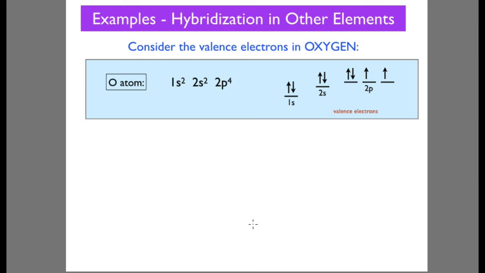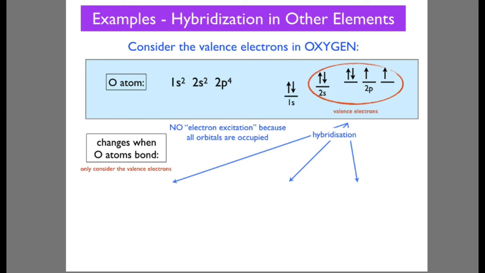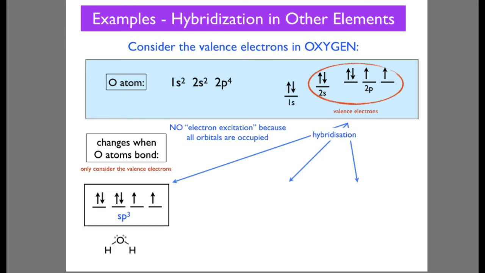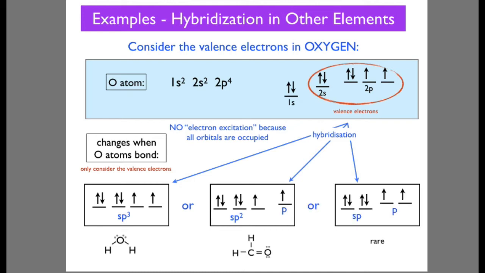Now let's have a look at oxygen. Again, just the valence electrons. There's no electron excitation because orbitals are already occupied. Hybridization will occur, giving us sp3, such as in water. You've got sp2 and a p, such as in methanol. And sp and p is very rare. We don't need to think about that one.